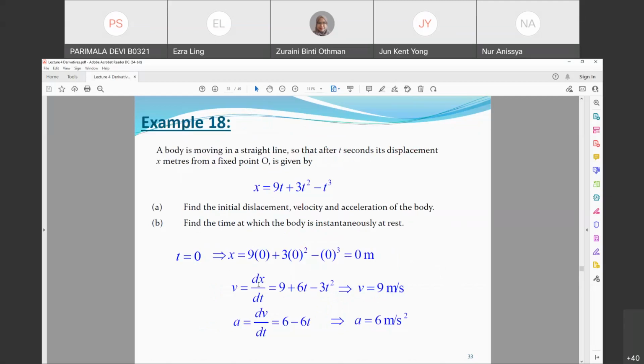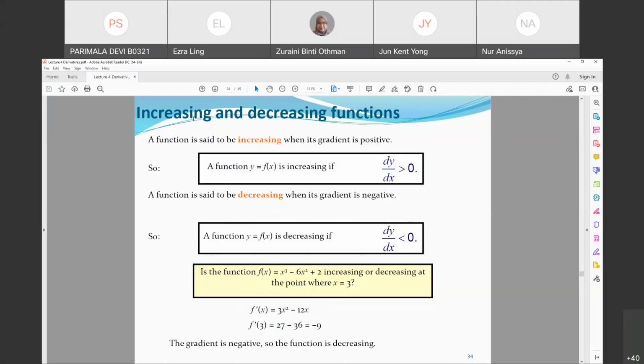Okey. And this is the formula untuk dia increasing or decreasing function. Maksudnya sekarang, bila dia dy over dx greater than 0, it is increasing. And when it is less than 0, the first derivative, it is decreasing. For example, here is the function f(x). They gave you the equation f(x). Is it increase or decrease at point x is equal to 3?